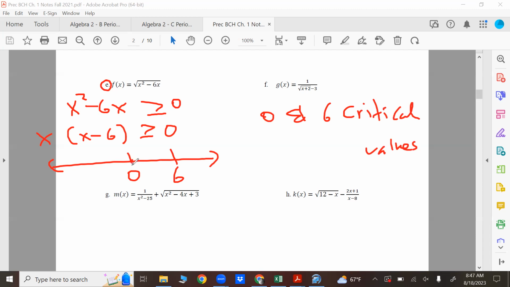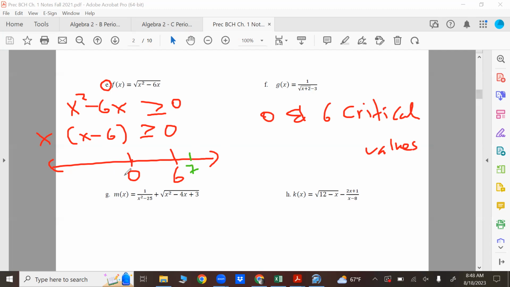And then what you do is, well, actually, I'll ask you guys, how do you do a sign chart? Do you guys remember? Okay, go ahead. Yeah, exactly. Now, let me show you a more efficient way, because what some students will do, they'll plug in a value greater than 6, like say 7. They'll plug in a value between 0 and 6, like 1. And they'll plug in a value less than 0, like -1. Is that how you guys test all the values? Okay, I'm going to show you a better way.